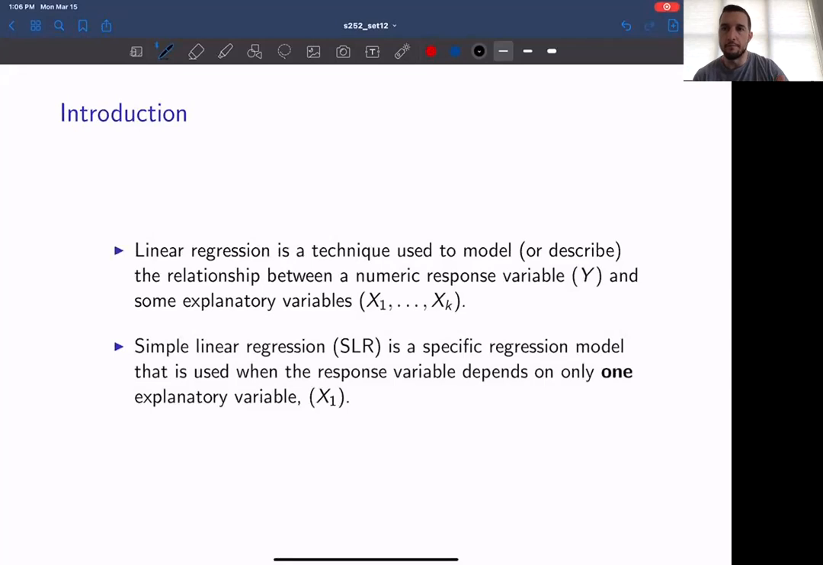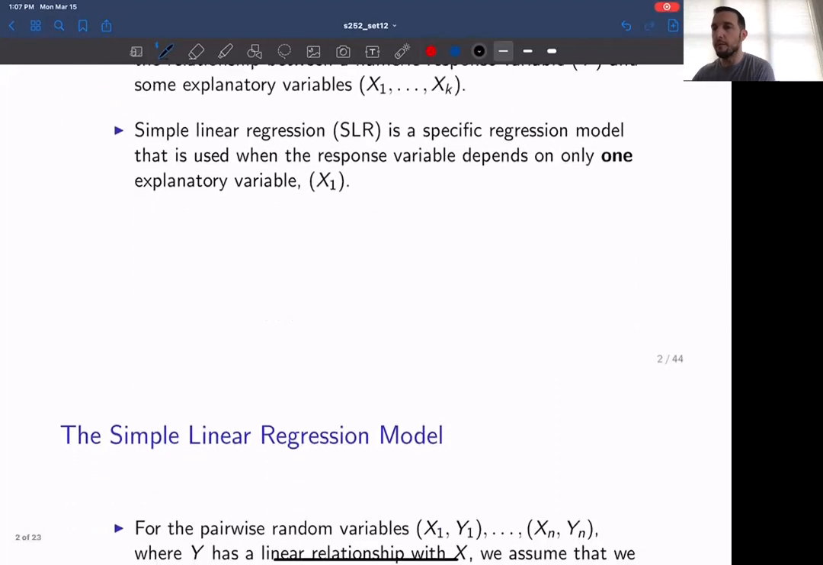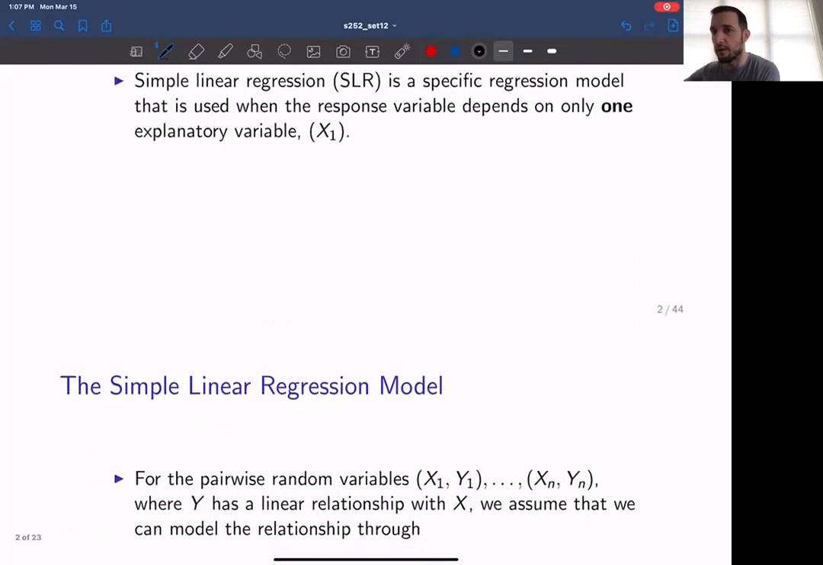Simple linear regression, which is the focus of this lecture set, is a specific case of linear regression when you only have one explanatory variable. The reason it's called simple linear regression is because you only have y being related to x directly, and there are no other explanatory values being utilized in the model. Right? So simple refers to the fact that there's one explanatory value.